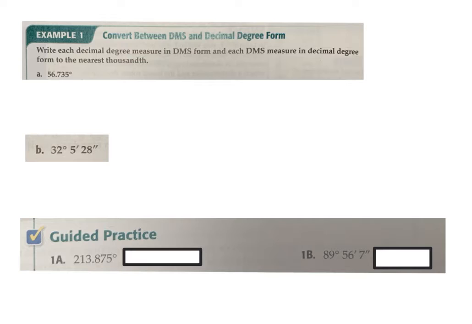You use the same concept as minutes and seconds. So they've given us this example, 56.735 degrees. That's one way to write it. We are now going to convert that from just decimal form to DMS, which means degree, minute, second. So we're going to take the 56, that's our degrees, and leave that alone. And then we're going to add to it the 0.735, and convert it to minutes.